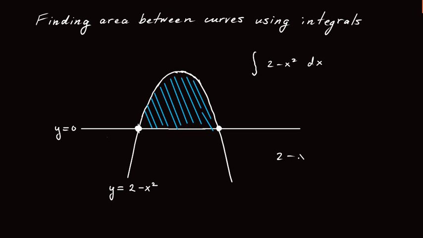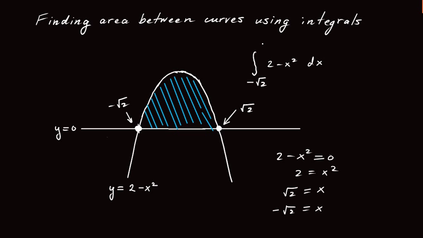It's when 2 minus x squared is equal to 0. That's the x-intercepts for this function 2 minus x squared. That happens when 2 is equal to x squared, or in other words, when x is either equal to the square root of 2 or x is equal to the minus square root of 2. That is, these points happen at the square root of 2 and minus square root of 2. Now once I find these points, those become my limits of integration.